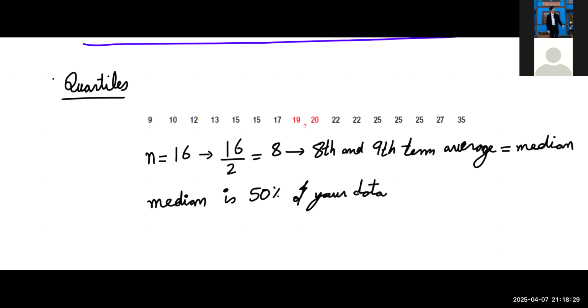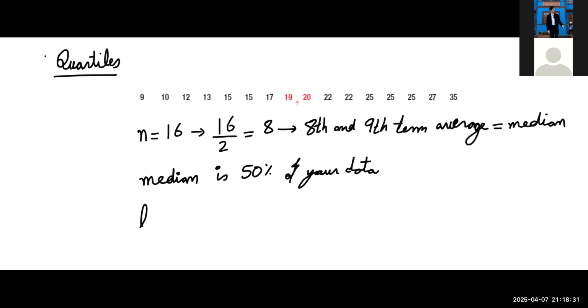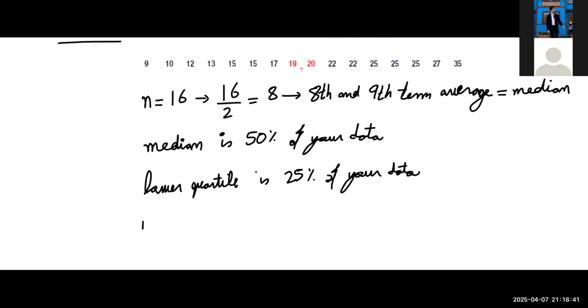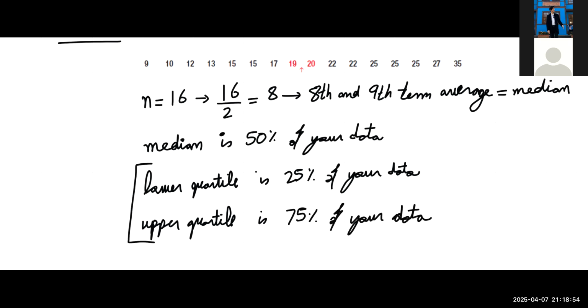Okay, then you have the lower quartile, which is the 25% of your data. And then you have the upper quartile, which is the 75% of your data. Okay, so these are your quartiles. So median means 50%, lower quartile means 25%, upper quartile means 75%.